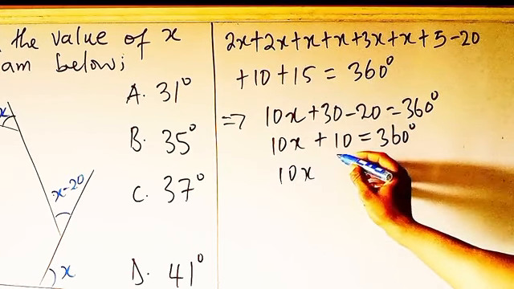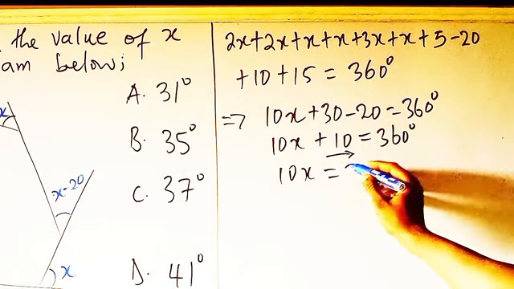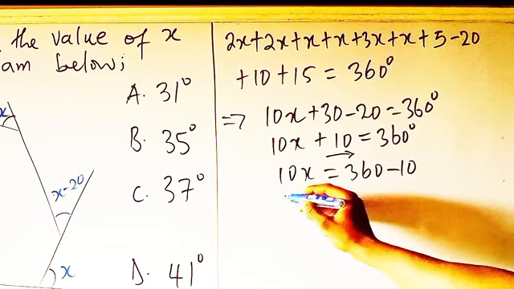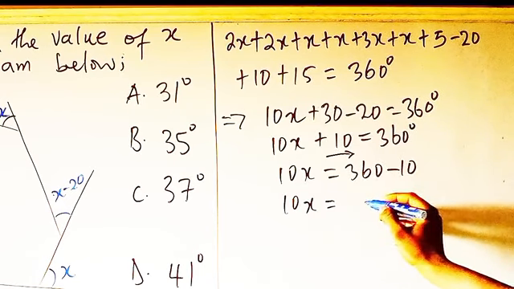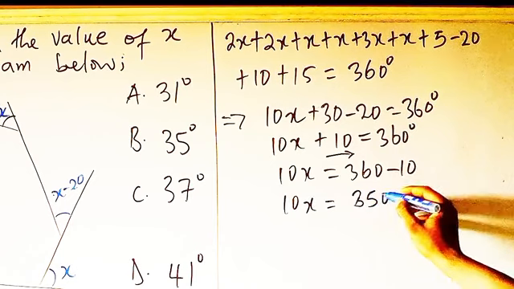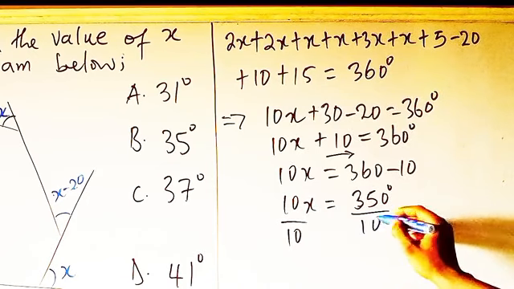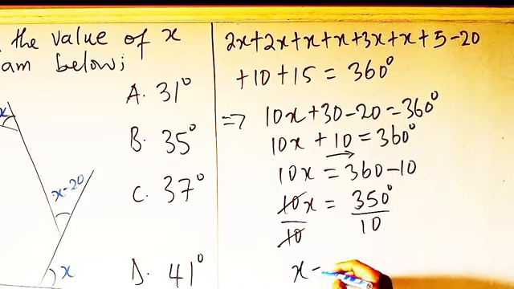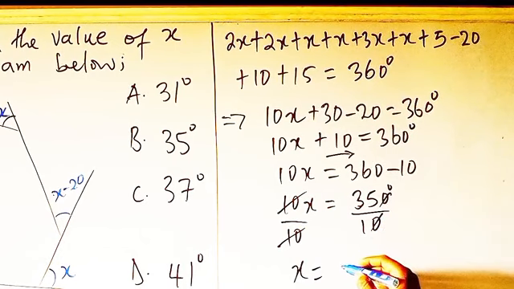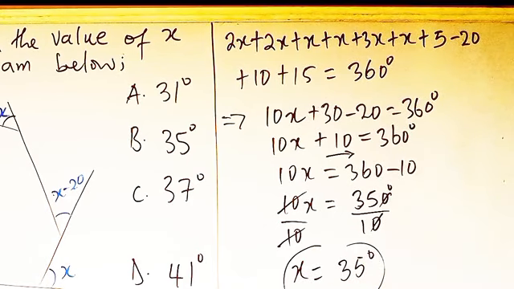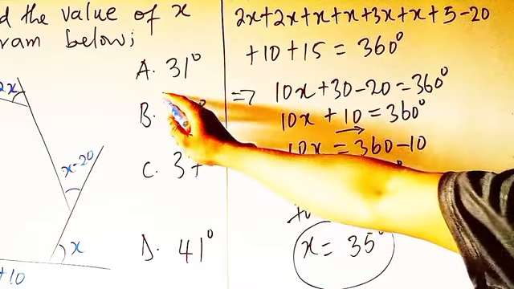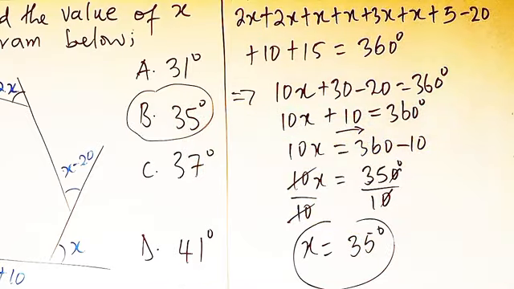10x will equal, we're going to transpose this 10 to the other side. We have 360 degrees minus 10. We have 10x equals 360 minus 10, that will be 350 degrees. Then we divide both sides by 10, so we cancel this. We have x equals 350 divided by 10, that will give us 35. So the solution is B. That is, the right answer is B, which is 35 degrees.